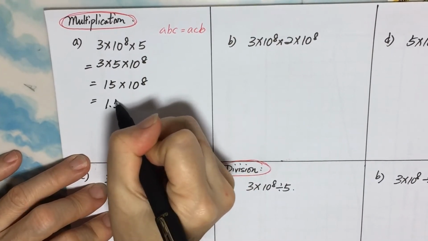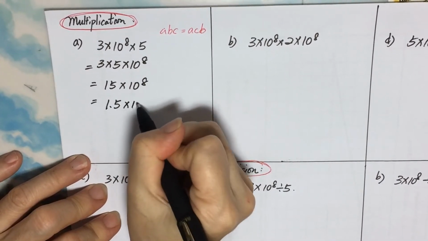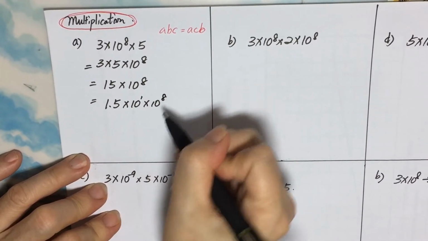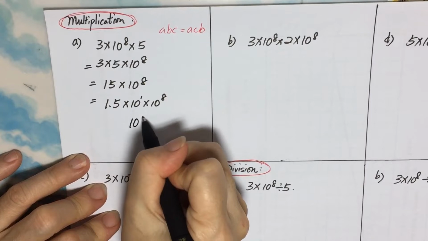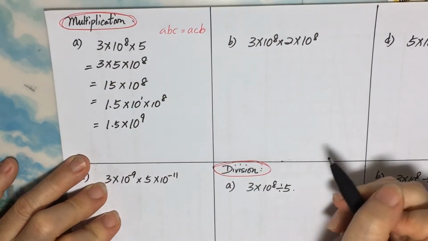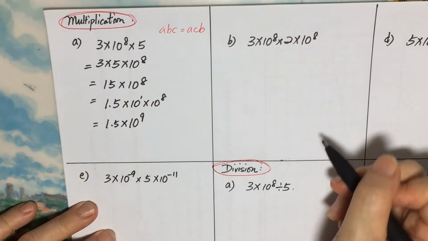If you want to change to standard form, we have to change 15 to 1.5 times 10. Then the 1 and the 8 added together, so it's 10 to the power of 9. So the answer is 1.5 times 10 to the power of 9.